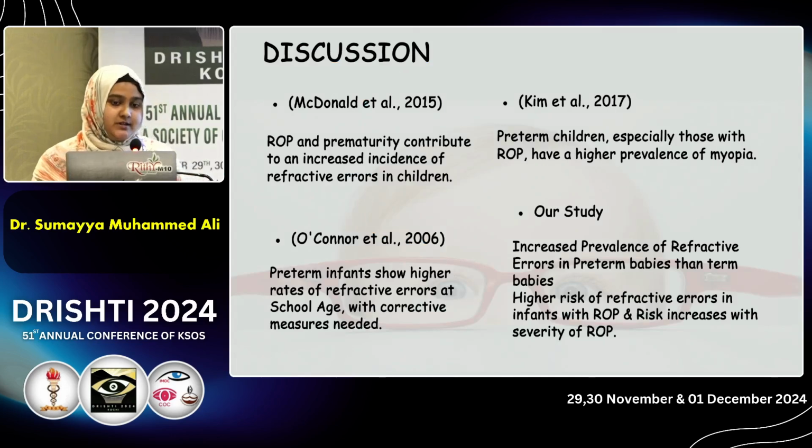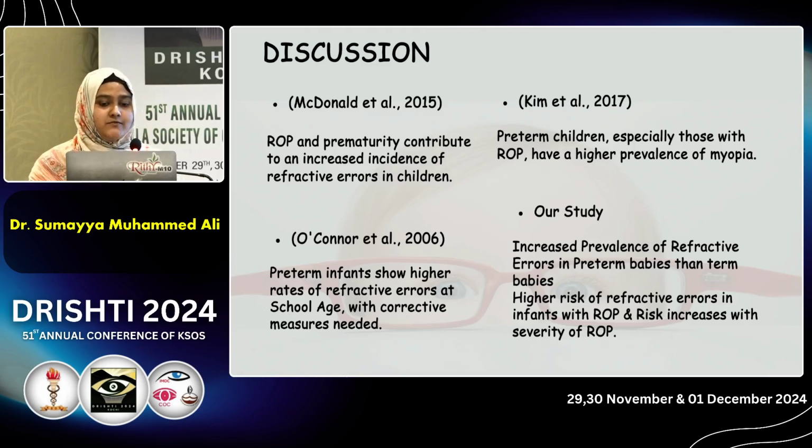Coming to the discussion, there are various studies. In the 2015 study by McDonald et al., ROP and prematurity contribute to an increased incidence of refractive errors in children, and in a 2017 study, preterm children, especially those with ROP, have a higher prevalence of myopia. And in the 2006 study by O'Connell et al., preterm infants show higher rates of refractive errors at school age with the refractive measures needed.